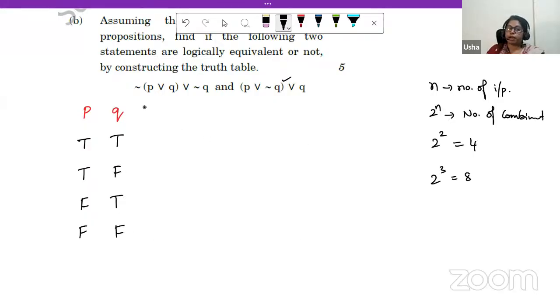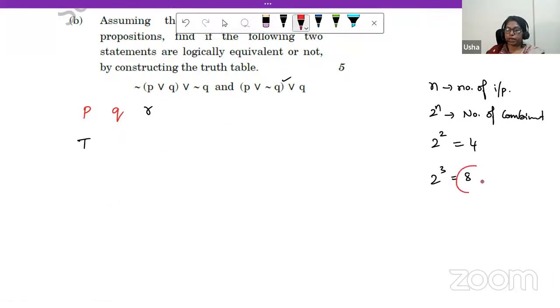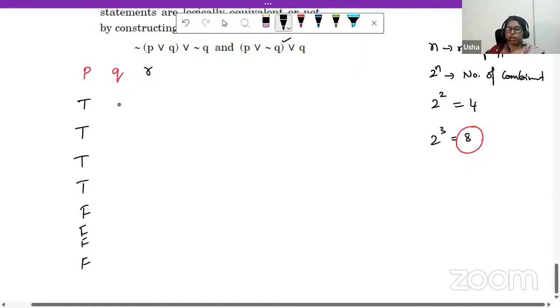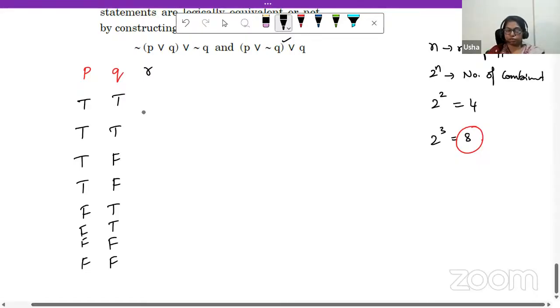Suppose you had R also. If you have R also, then you should be writing 8 inputs, right? For the first column, divide this into 2, 4 and 4. So 4T, 4F. And then here alternate with 2T, 2F, 2T, 2F, again 2T, 2F. Now for the last one, alternate TF, TF, TF, TF. This has to be written. This is your input combination. If you have 3 inputs, 8 lines you should write. This is the order in which you should write.